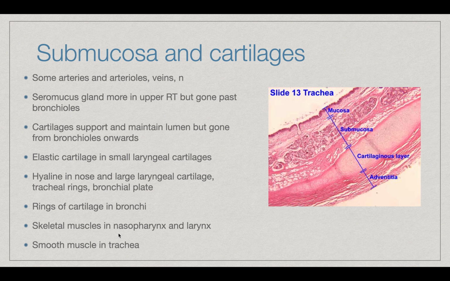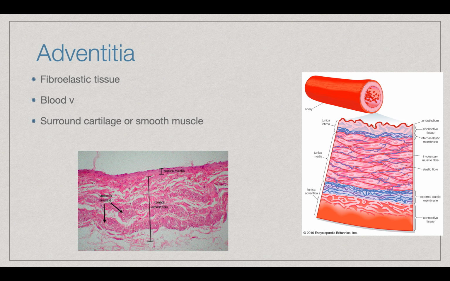And there's going to be skeletal muscle in the nasopharynx and the larynx, and then that's replaced by smooth muscle by the time we reach the trachea. So the adventitia is a fibroelastic vascular tissue, and it's very vascularized, and it surrounds cartilage or smooth muscle. It just provides the cartilage and whatever is inside with some nutrients, and that's why cartilages are avascular, and they have to get all their nutrients from the adventitia.